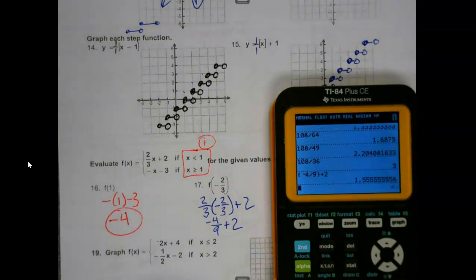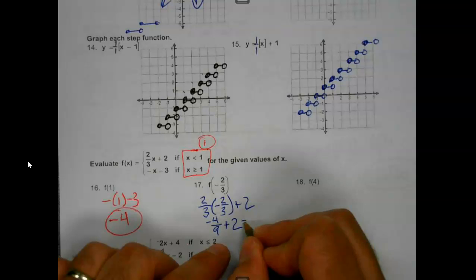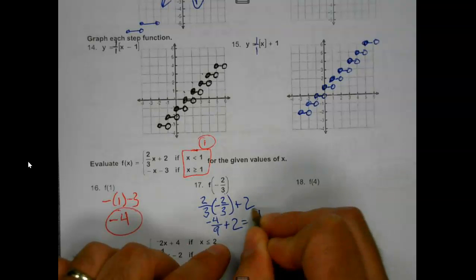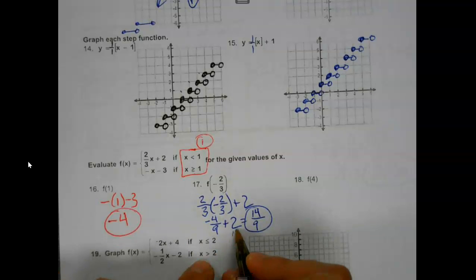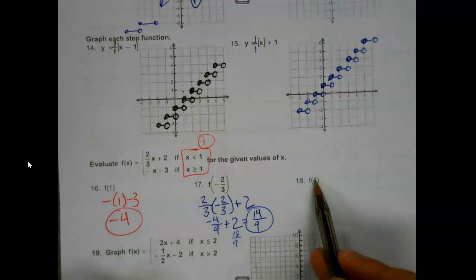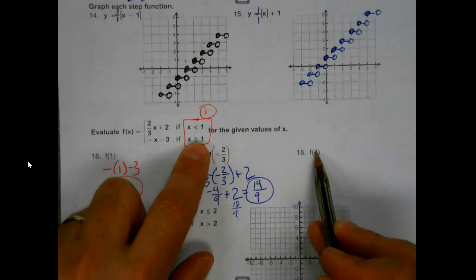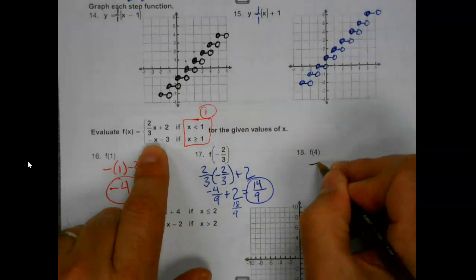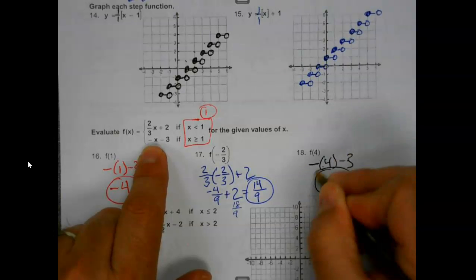-4/9 plus 2. Don't give me the decimal, though. 14/9. Otherwise, it wouldn't be hard to find a common denominator here of 9. Just make that 18/9. That works. Either one works. 4. Is 4 less than 1? Nope. Is 4 greater than or equal to 1? It is. -4 minus 3 is -7.